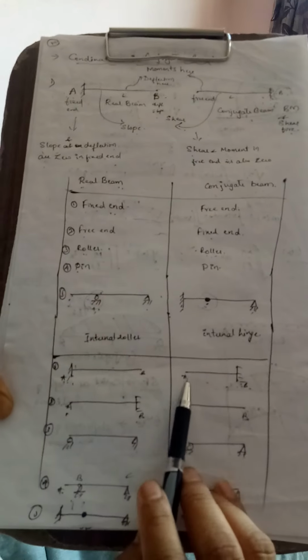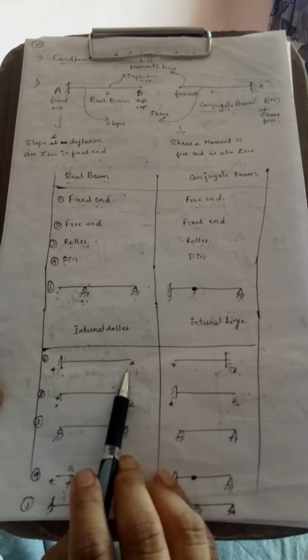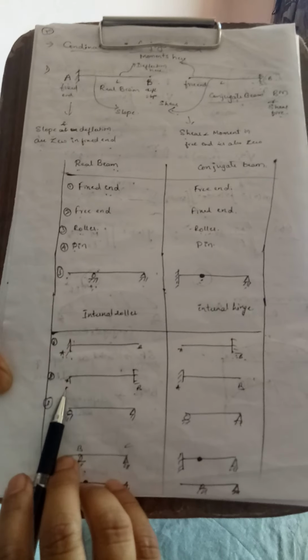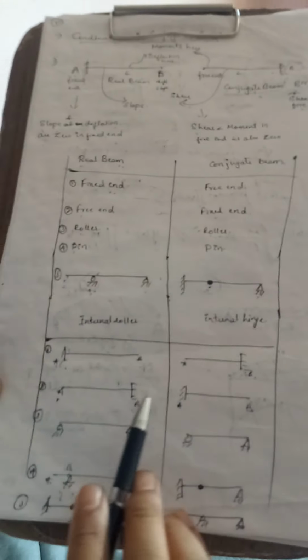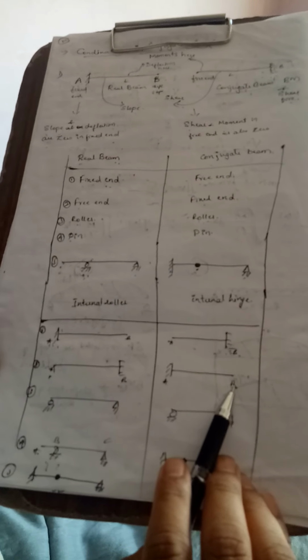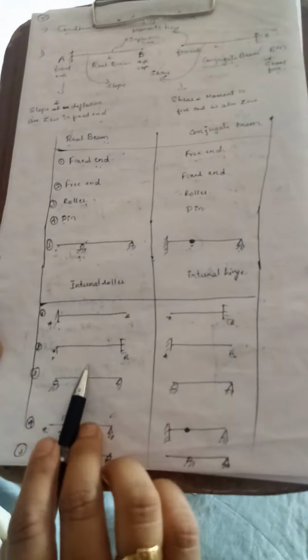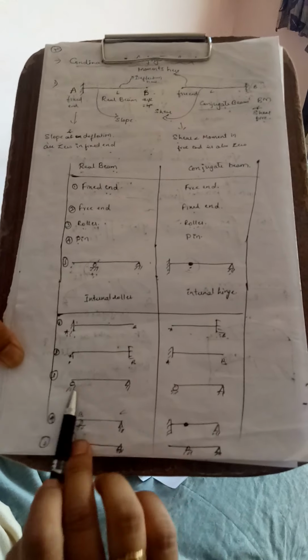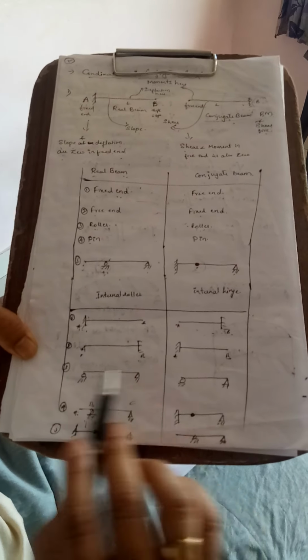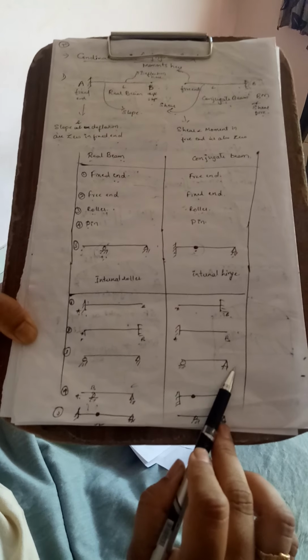A is fixed, so A becomes free. B is free, so B becomes fixed. Same here: A is free and B is fixed in the real beam, so in the conjugate beam, A becomes fixed and B becomes a free end. This is the normal simply supported beam, which has the roller support and simply supported support. There is no change in the roller and simply supported.